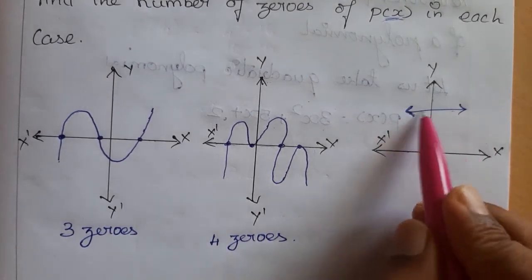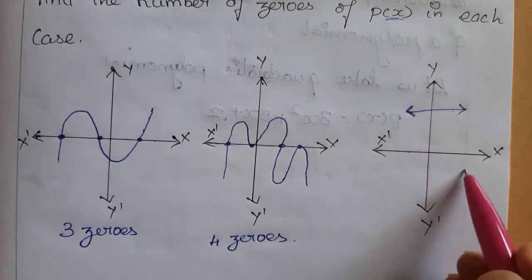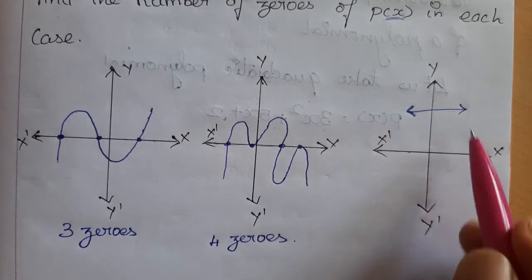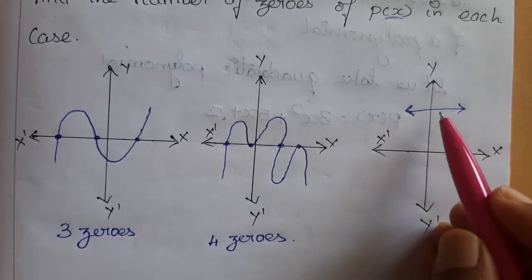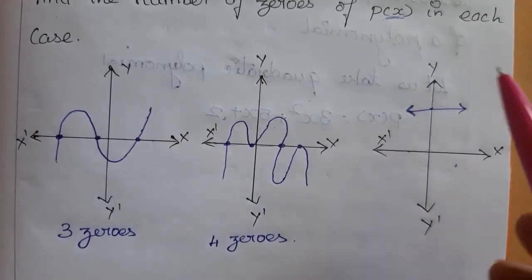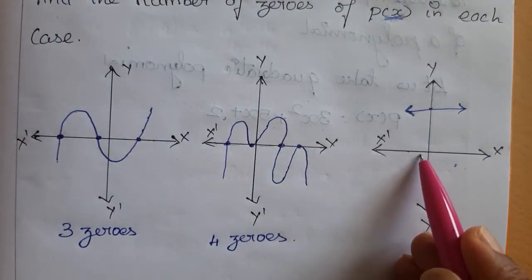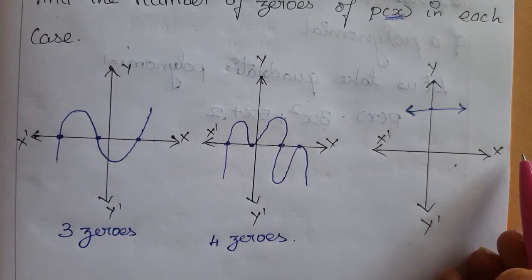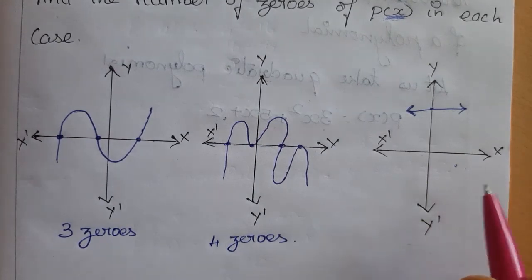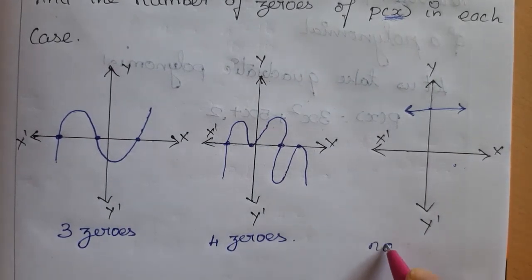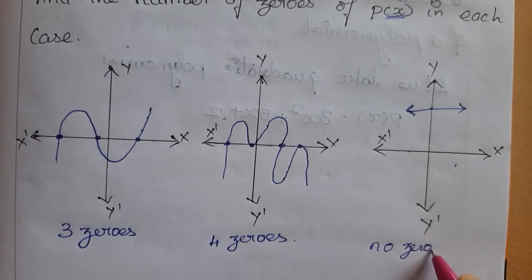What about the next one? Here is the line. How many points does it touch at the x axis? Does it touch the x axis? No, right? It's touching the y axis, but the given case is p of x, so it should intersect the x axis. It never intersects the x axis. Then how many zeros? No zeros. Clear? Thank you.